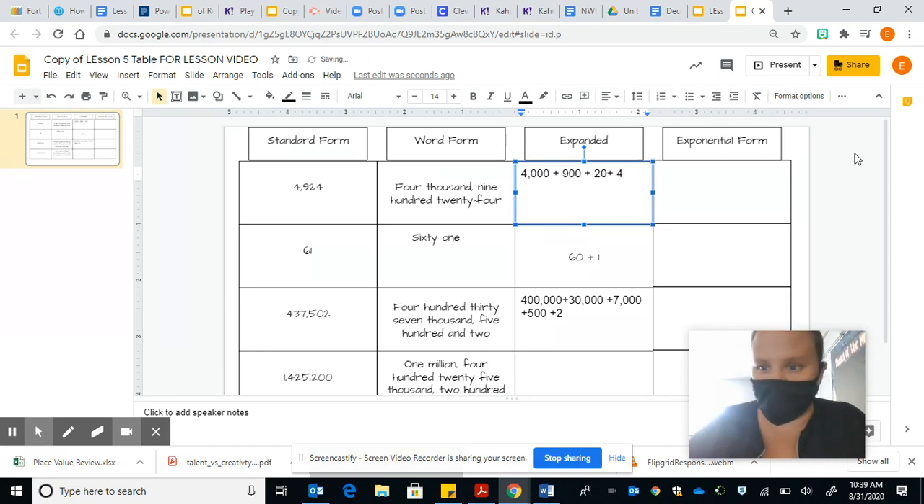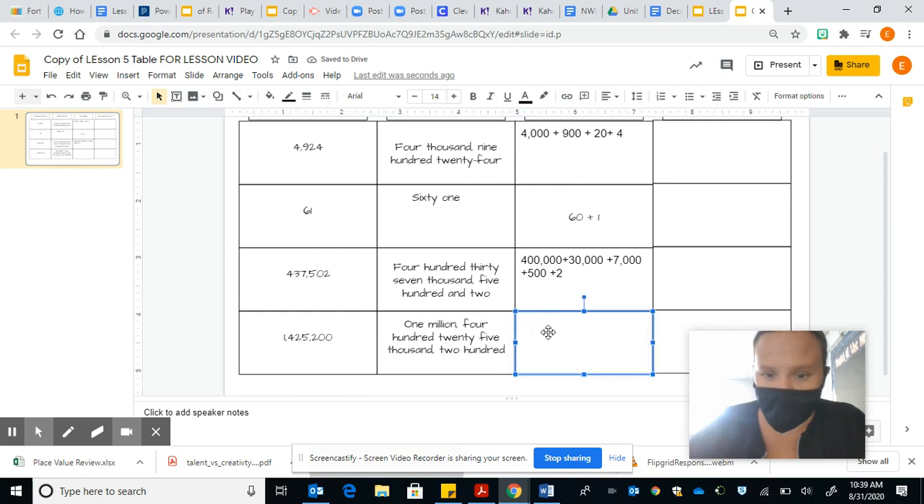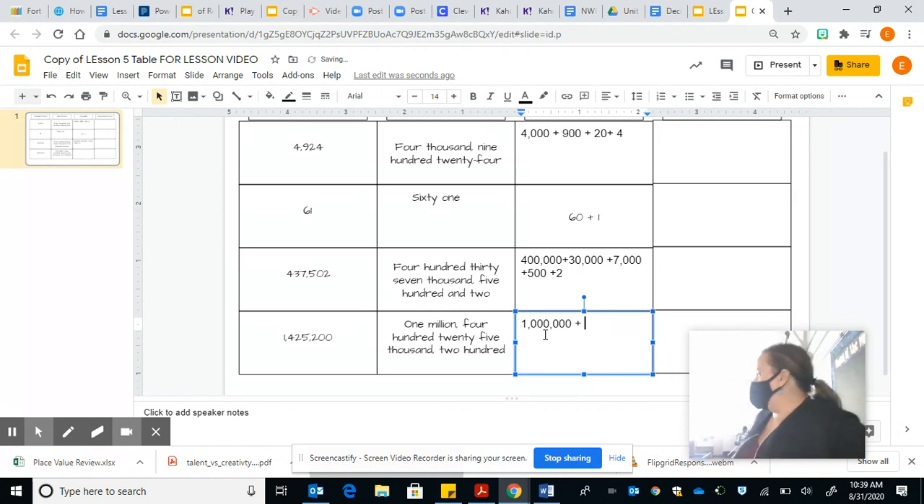And now coming down to the million, we have to start with our largest place value. What's the value of that 1? Shout it out. 1 million. Thank you. So I'm going to write 1 million plus, what's the value of that 4? 400,000. Yeah, because it's in the 100,000s place. What's the value of the 2? What place value is the 2 in, Jade?